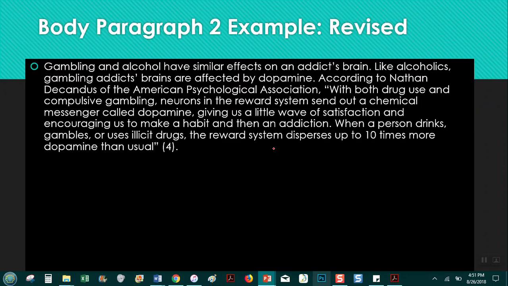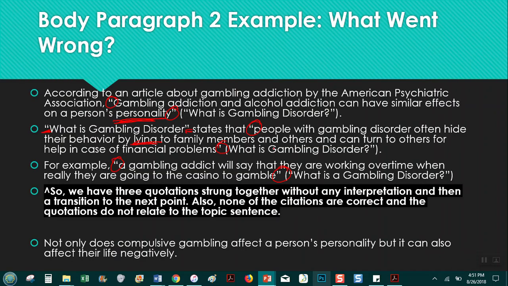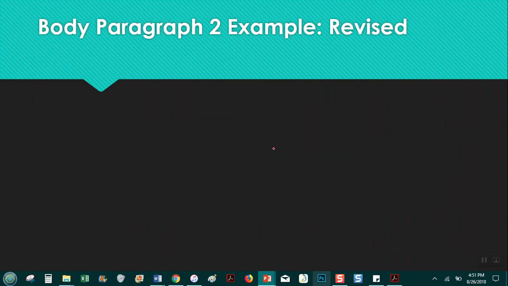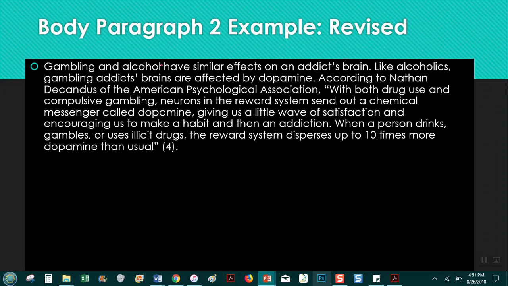So here's the paragraph revised. Gambling and alcohol have similar effects on an addict's brain. Now, this connected directly to one of his reasons, and it's a great topic sentence, or the P rather, for his point. Like alcoholics, gambling addicts' brains are affected by dopamine, according to Nathan DeCandis of the American Psychological Association. And then we have the quote, and then we have it cited.